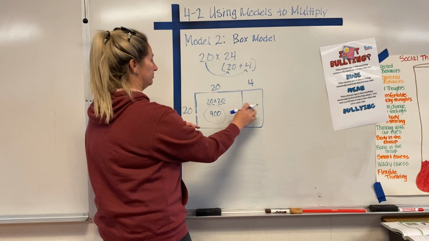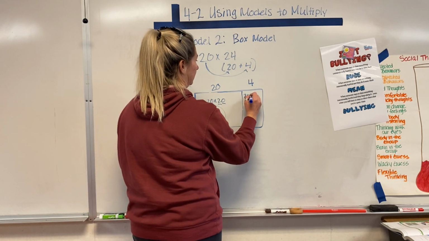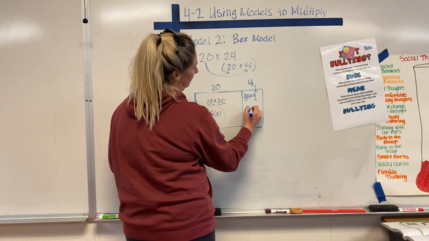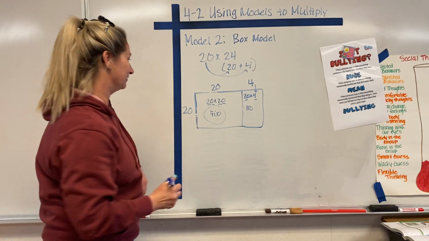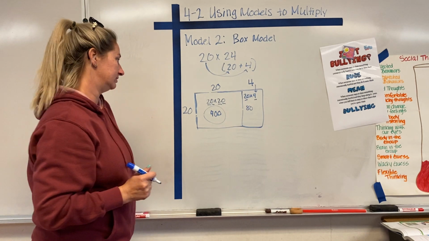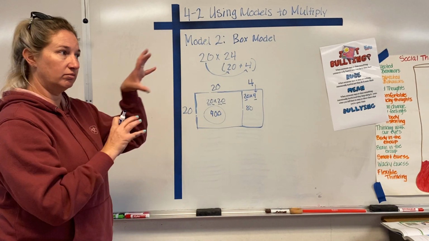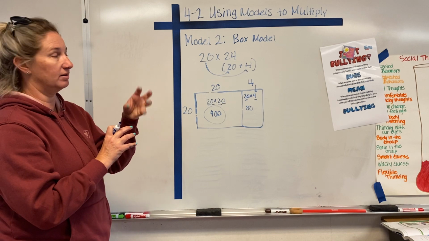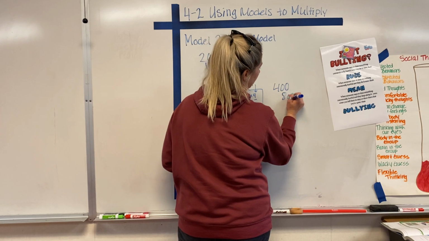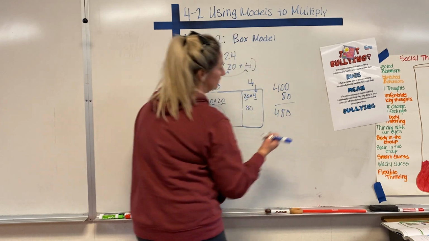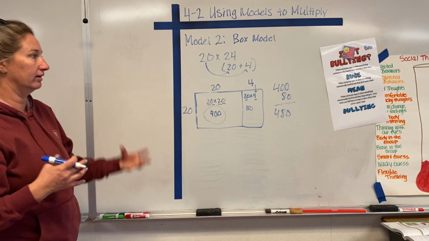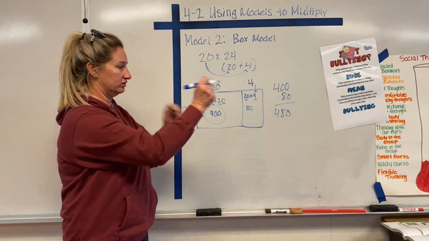And then in this box, I'm going over with my 20 and down with my 4. So I have 2 times 4 is 8 and 1 zero. Does this look familiar? A 400 and an 80? That's the two partial products that we got in the other model to add together. 400 plus 80 is 480. So it's the same answer that we got in the other model. It's just a quicker way, okay, without all that drawing.